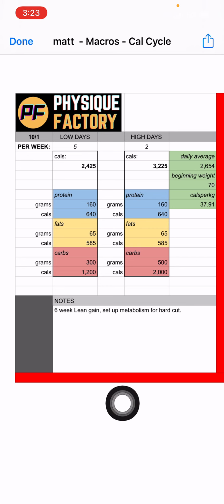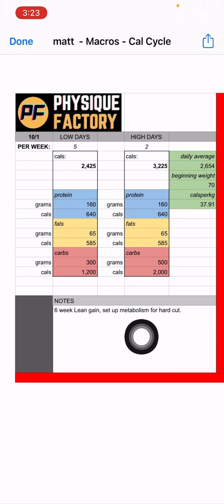That's it, guys. That's how to read your calorie setup notes here. We'll let you know what we're doing. But again, these are somewhat more for me. I do try and write them so that you understand what we're doing in this block and what the sort of goal is over the next 6 weeks. So obviously, in this case of a lean gain, the goal here would be to push body weight up slightly and just check composition week to week in pictures to make sure we're going in the right direction. We're setting up metabolism for a hard cut.